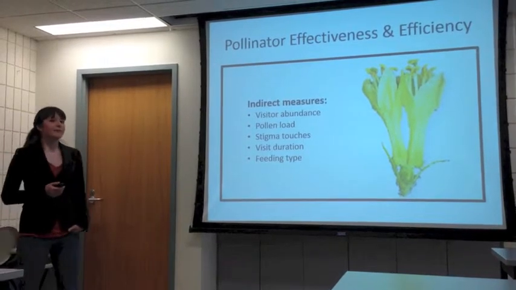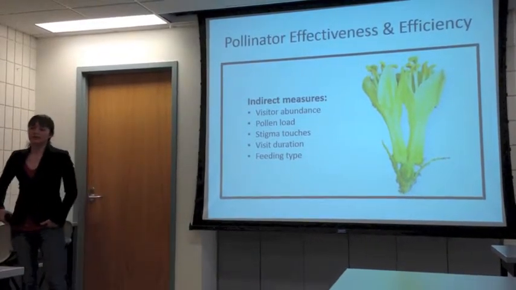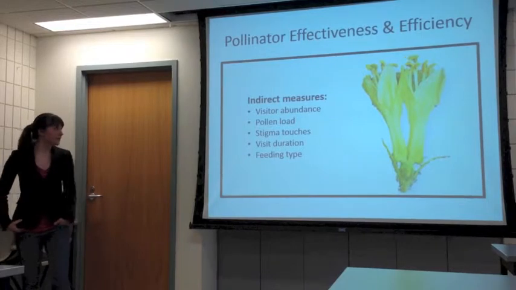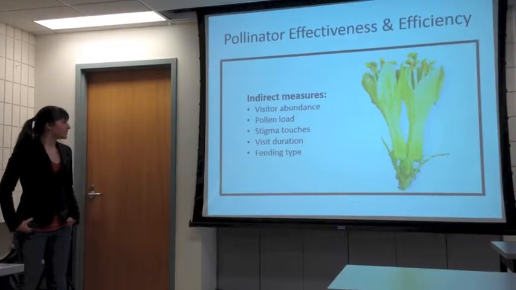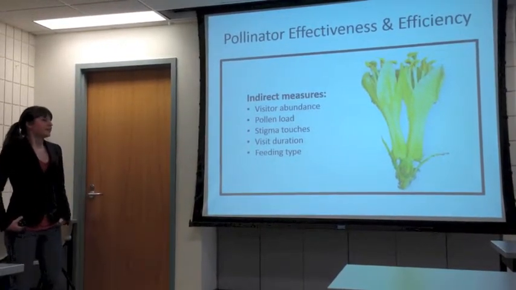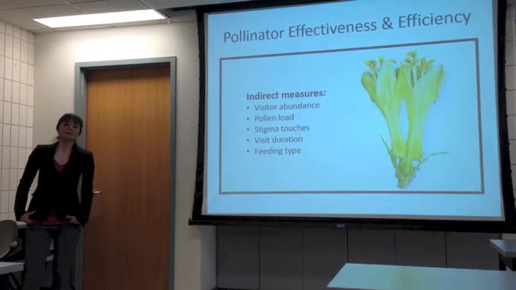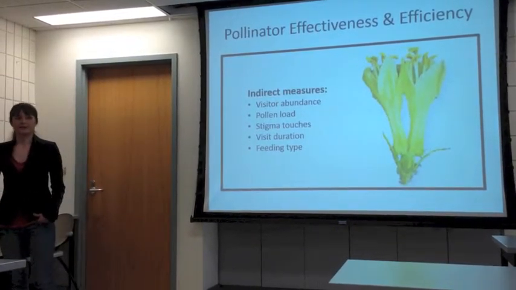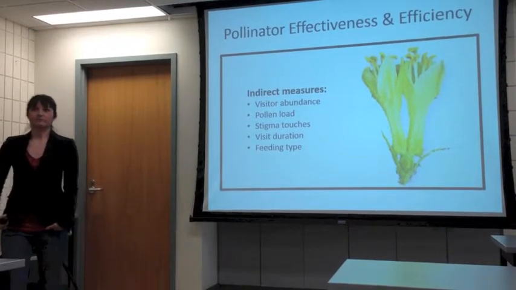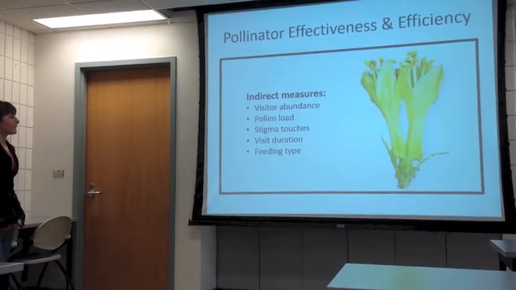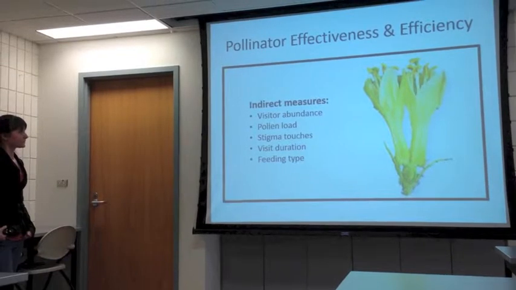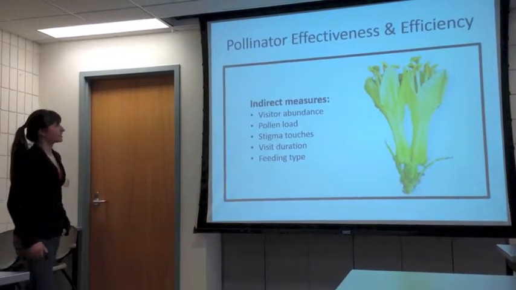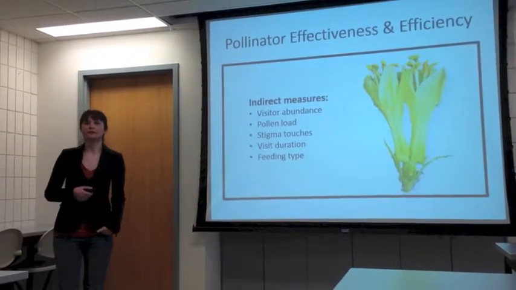There are various indirect measures that people have used to measure pollinator performance. So abundance, pollen load, stigma touches, visit duration. These have been shown to not be great, so just because an insect's spending a lot of time on a flower doesn't always correlate to better pollinator efficiency or better fruit sets. So they're not the greatest, but they're easy to do, which is why they're used a lot.